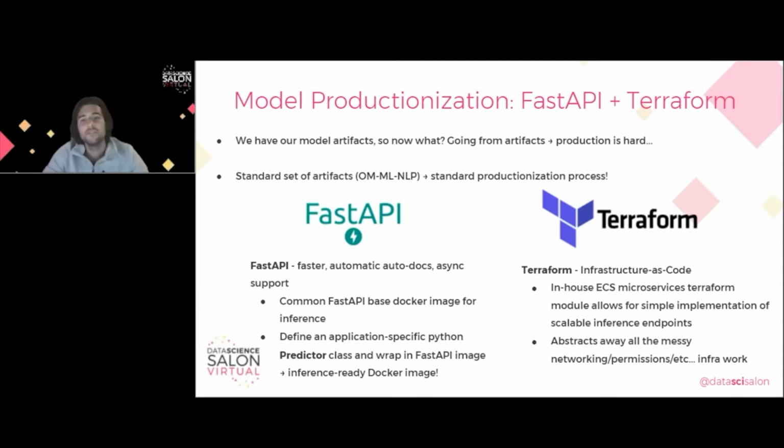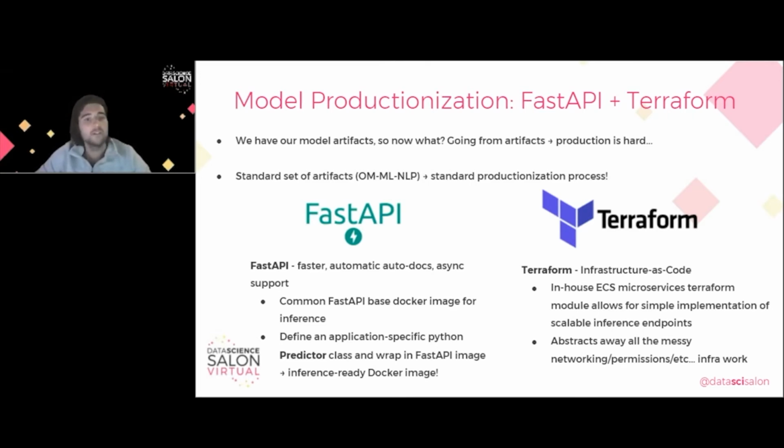And we do this using FastAPI and Terraform. So FastAPI is a Python web framework for building APIs. It's considerably faster than Flask. It offers asynchronous support, which is very useful for side effects like logging model predictions to a table. It also automatically renders API docs via OpenAPI and JSON schema.